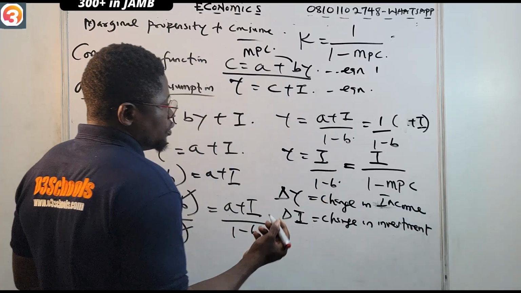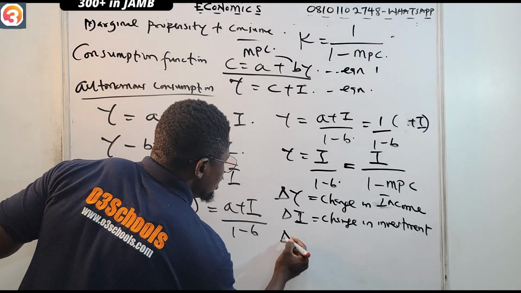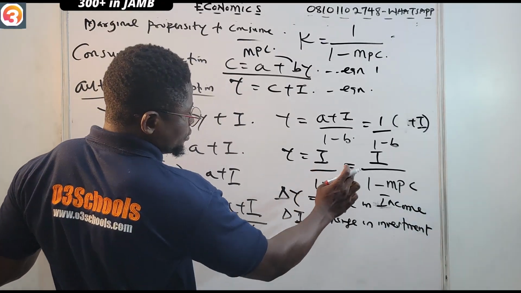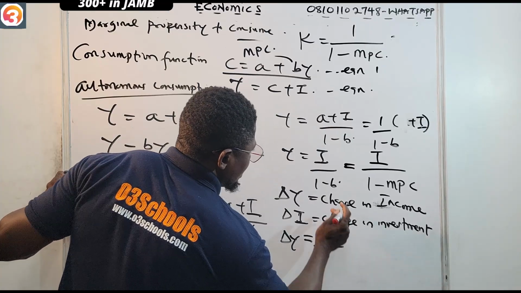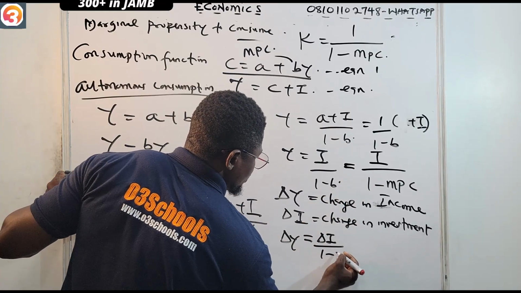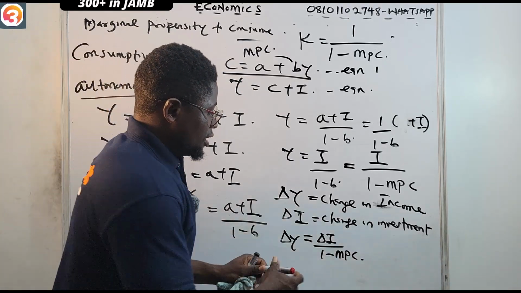All right. So if we're looking at it with that I, then change in Y is equal to what now? Change in investment over 1 minus MPC. Okay, so this is what we have.